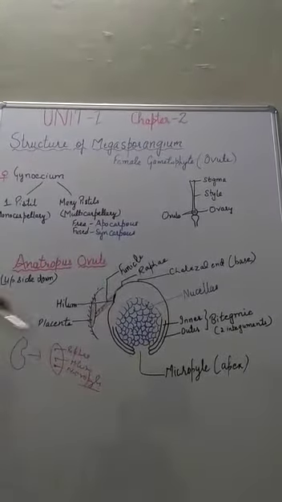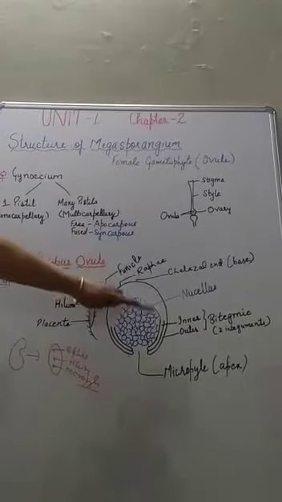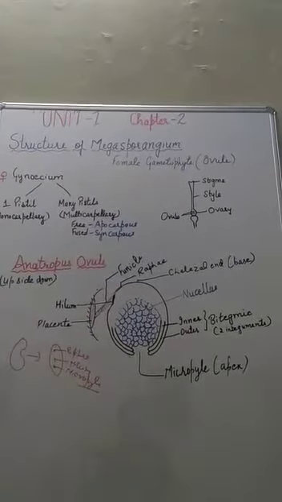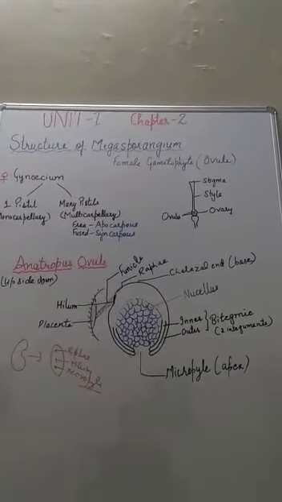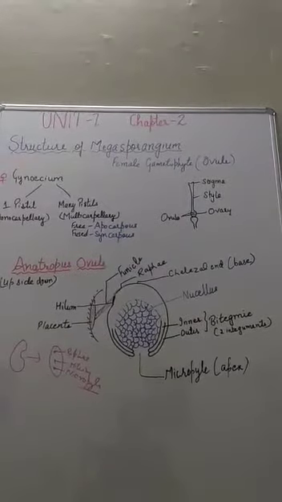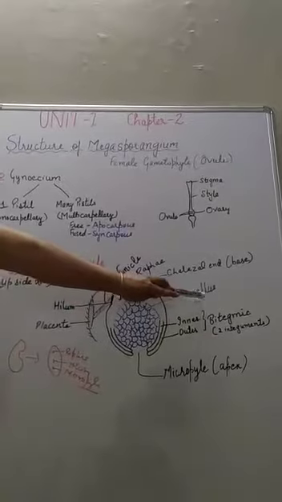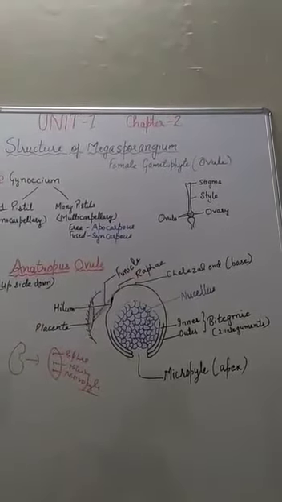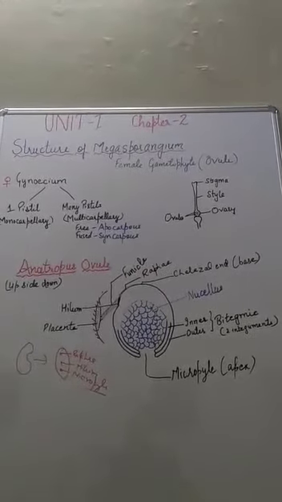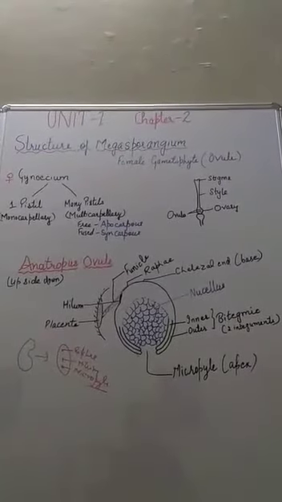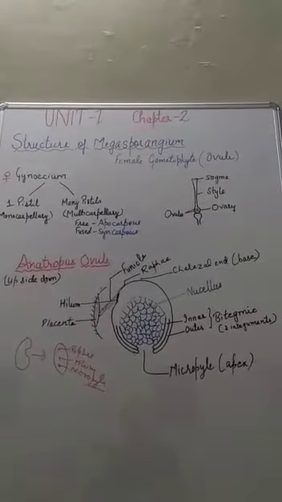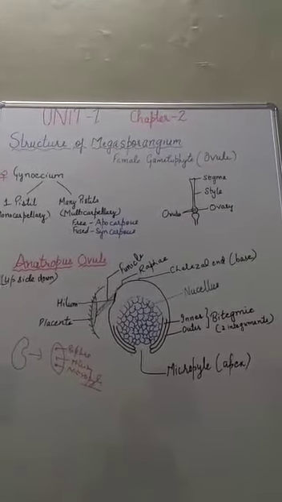So this ovule is covered by two protective layers which are called integuments. And the type of ovule in which two protective layers are present is called bitegmic. So ovules in case of angiosperms are bitegmic, whereas in case of gymnosperms only one protective layer is present, so it is monotegmic.